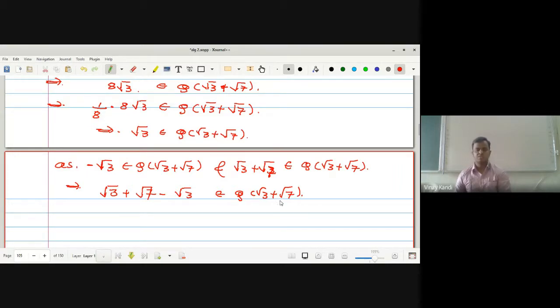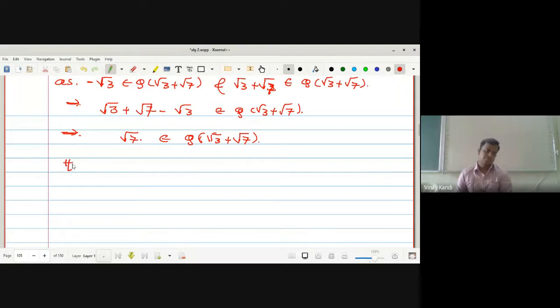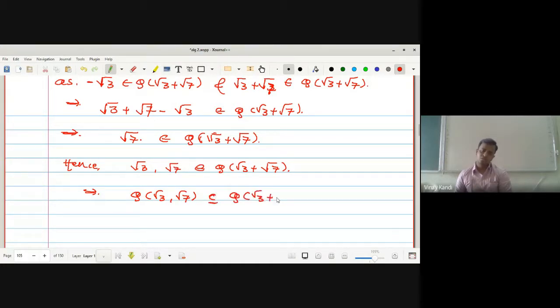Because Q of root 3 plus root 7 is a field, and a field is closed with respect to addition and multiplication. So this implies root 7 also belongs to Q of root 3 plus root 7. Hence root 3 and root 7 belong to Q of root 3 plus root 7. This implies Q of root 3 and root 7 is contained in Q of root 3 plus root 7. Give it as equation number 2, and this one is equation 1.